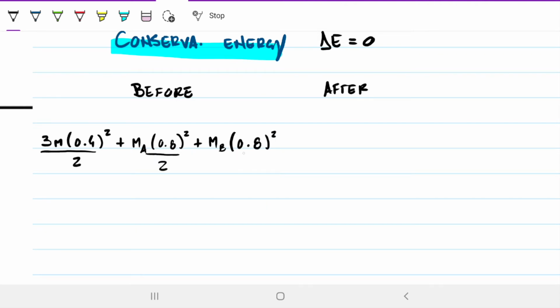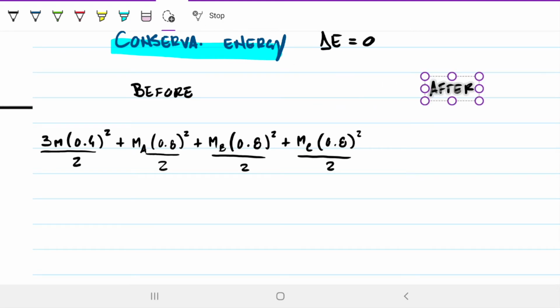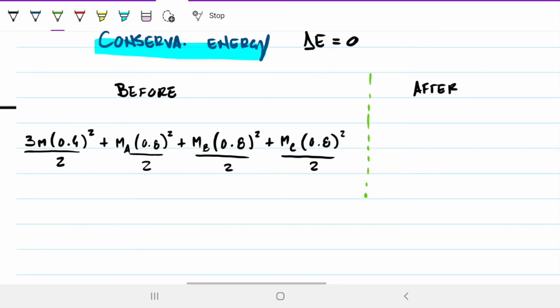My 0.8 squared over 2, and my mass of C, and the 0.8 squared over 2. Okay, so that's what we would have before the ring breaks. But then after it breaks, we don't have that motion anymore due to the ring, right? We only have the motion of the individual spheres. So what do we have afterwards?